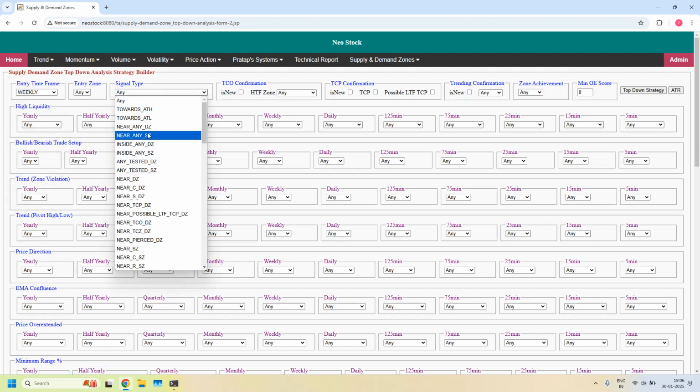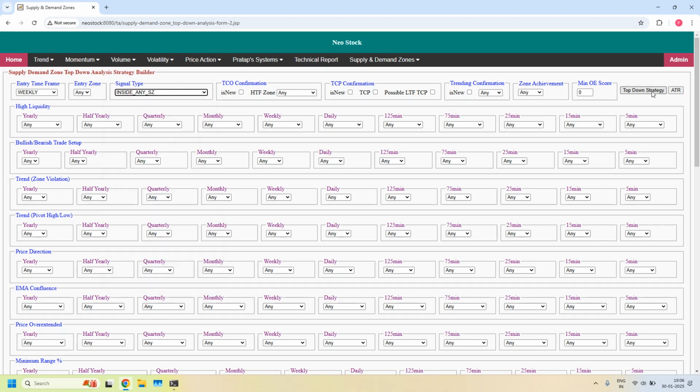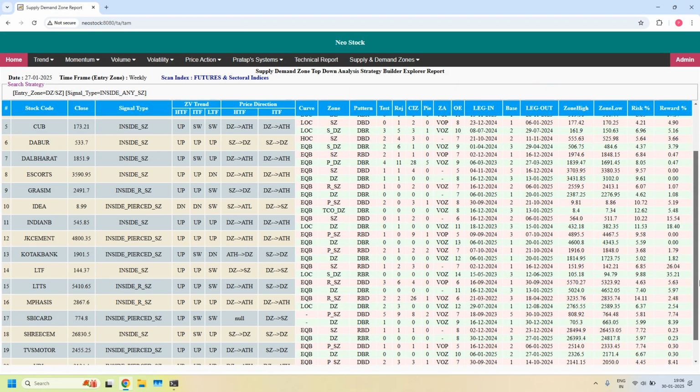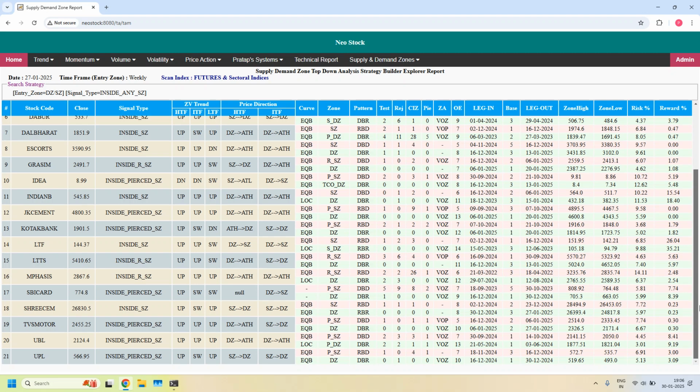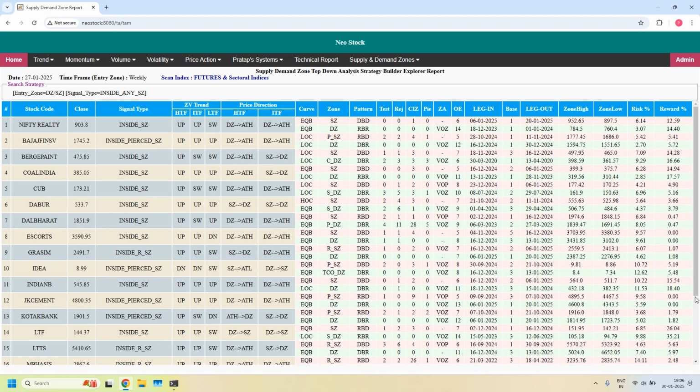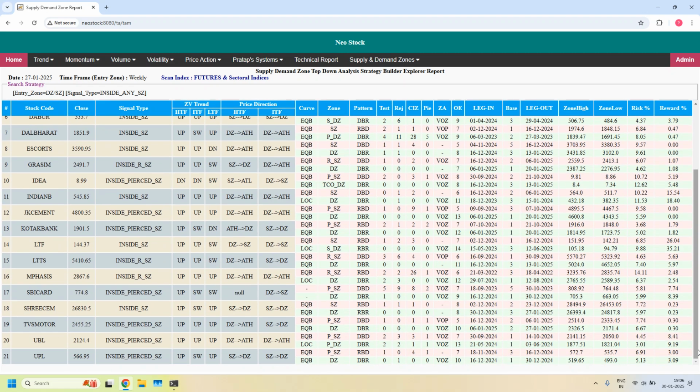Next, weekly time frame. Let us find price closed inside weekly supply zone. We got 21 stocks. So first 15 stocks in the list. Scrolling the list down. So total 21 stocks are filtered.